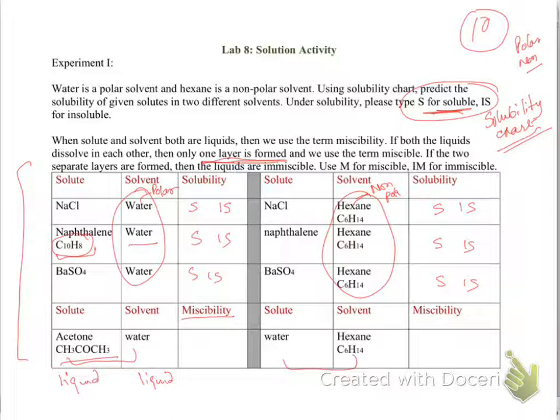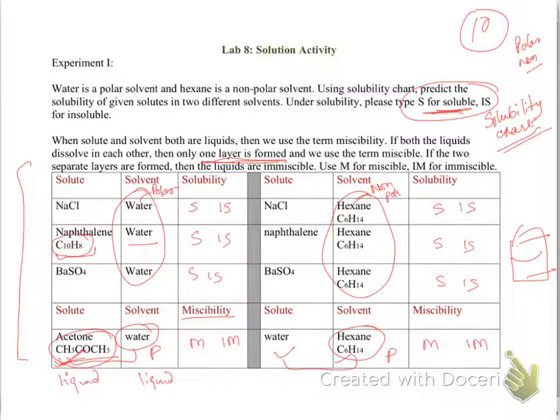If we are adding something and two separate layers form, here is one layer and here's another one, that means they are not soluble in each other, so they are immiscible. Water is polar, hexane is non-polar. Now you have to think whether this compound is polar or not. If it is polar, then it's going to be miscible. If it is not polar, then it is going to be immiscible. And the same thing with here.